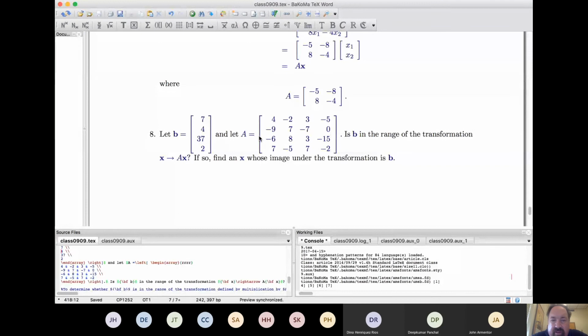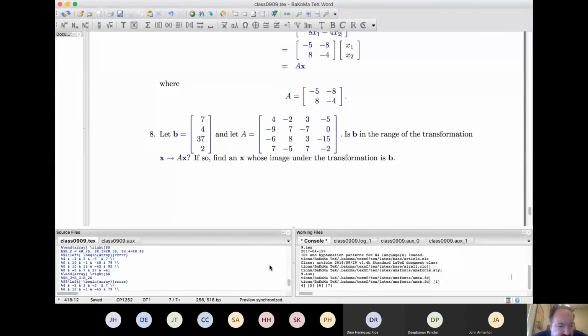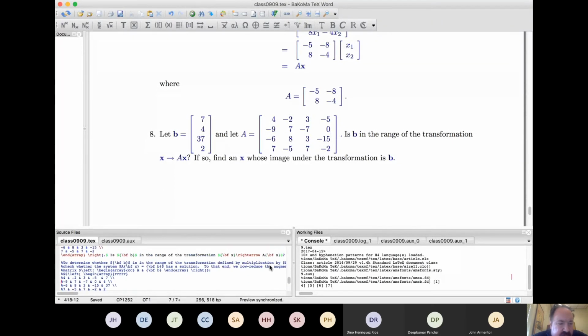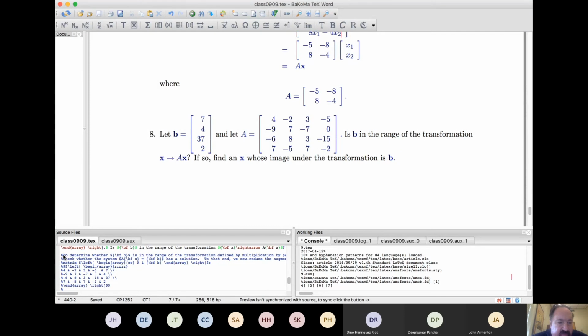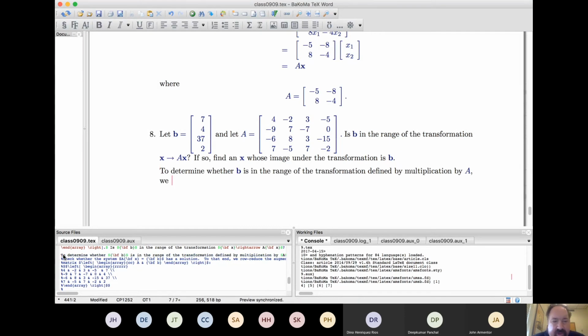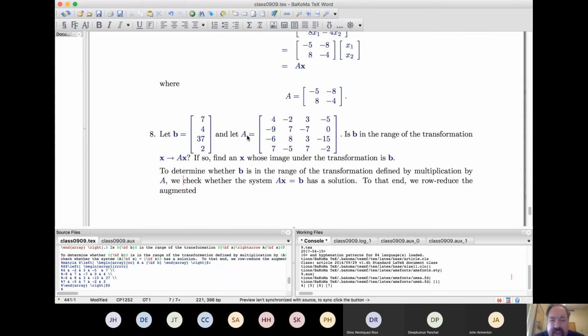All right, last problem. Once again, we want to know if this vector is in the range of this linear transformation. And in terms of row operations, it's a bit of a doozy. So once again, we want to see if Ax equals b has a solution. If a system is found to be consistent, then we want to go ahead and solve it, at least obtain a solution x. There might be infinitely many, but the problem requires you to find one.